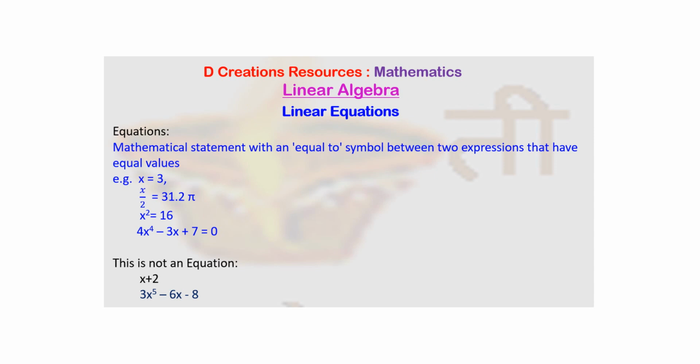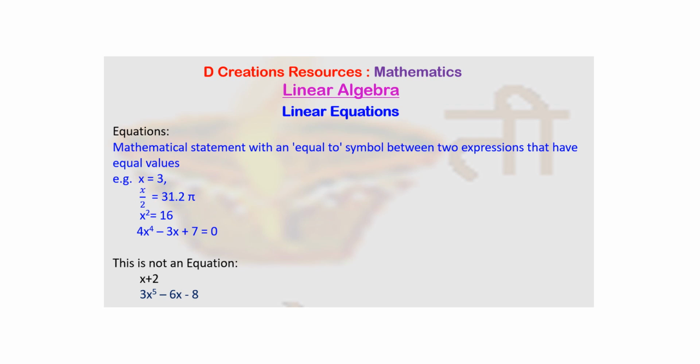Well, there actually have to be two mathematical expressions, and each one of them should give you a value, and both these values should be equal. So there is a necessity of having this equal to sign in an equation, and they can be of different types. Here we are going to focus on linear equations, but they can also be non-linear equations. So x is equal to 3 or x upon 2 is equal to 31.2 pi.